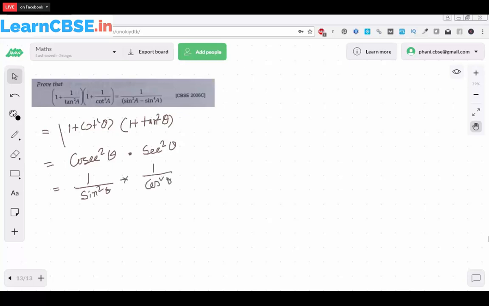Now if you look at the proof, everything needs to be converted into sine. So 1 by sine square theta into 1 by 1 minus sine square theta. That is equal to sine square theta minus sine power 4 theta. So that's true. That is what the RHS is.